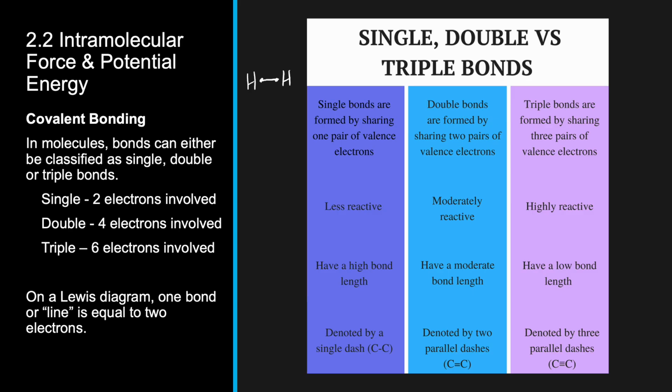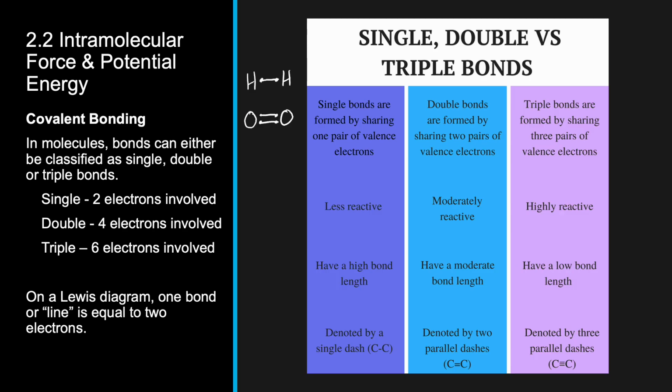Same with double bonds, except you now have 4 electrons being shared. So let's say oxygen gas. Oxygen is also unstable by itself because it has 2 unpaired electrons, having 6 valence electrons. So those 2 unpaired electrons get bonded with the 2 unpaired electrons in another oxygen atom. So that would have a double bond, which is a total of 4 electrons.